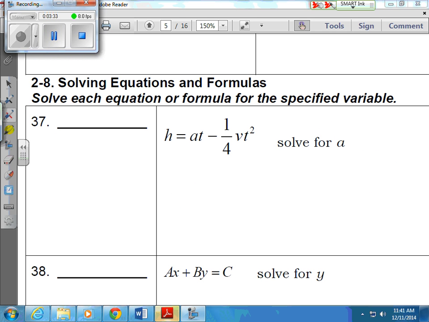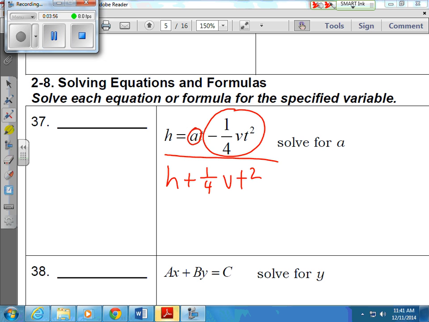All right, we're going to solve for A. In this equation, we need to solve for A. There's A. We need to get everything else to the left. So the first thing I need to do is take this whole term and take it over to the left. So I'm going to add 1/4 v t squared to the other side. h plus 1/4 v t squared. Okay, it's gone from the right side, and that's equal to A times t.